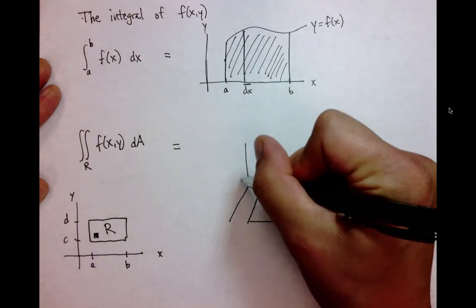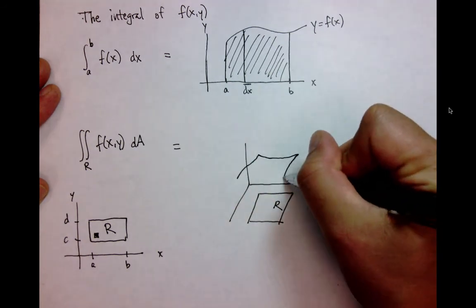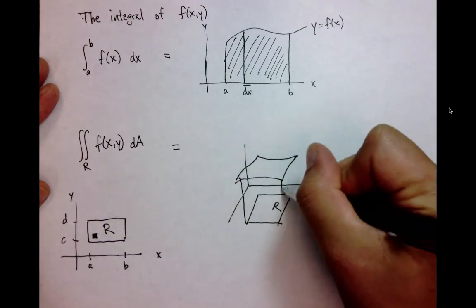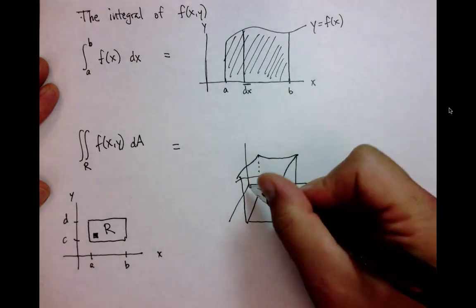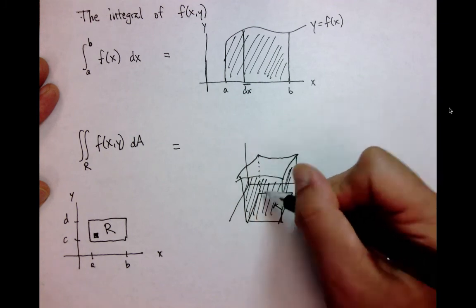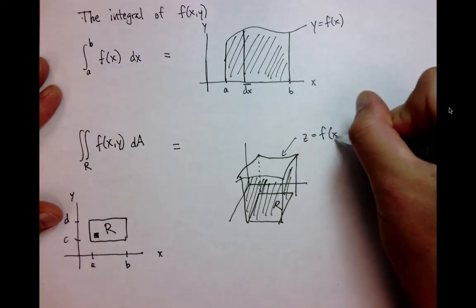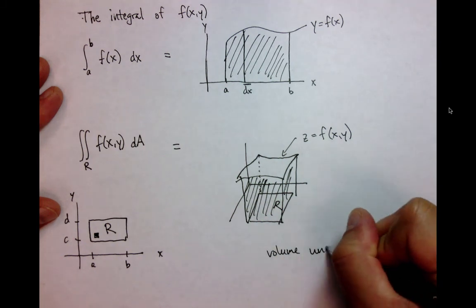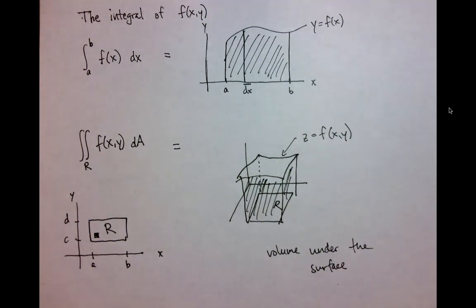So we have some surface lying over top. And what we get is the volume of that solid lying over the rectangle, under the surface, and between those vertical planes. And that's what a double integral does.